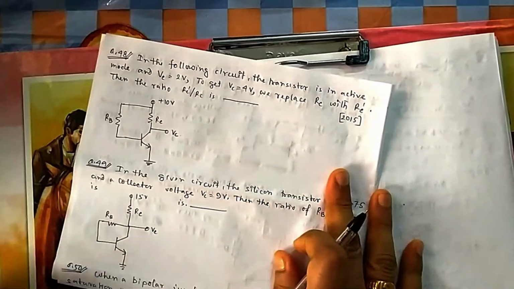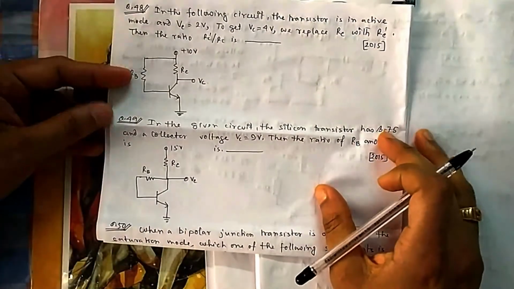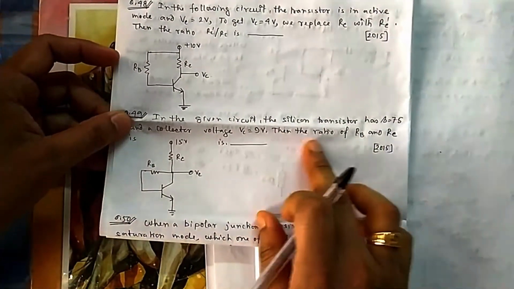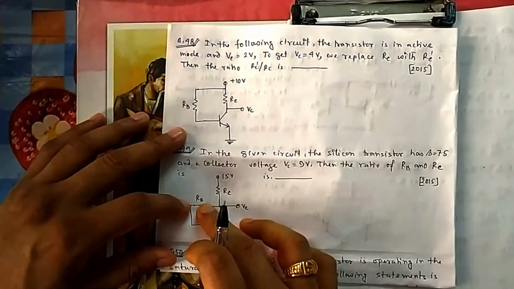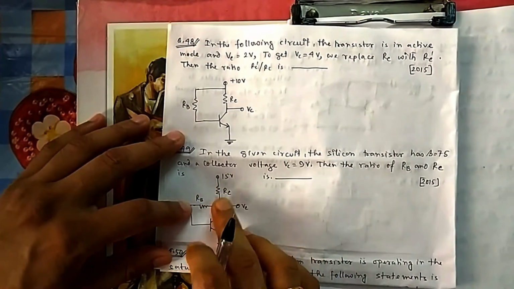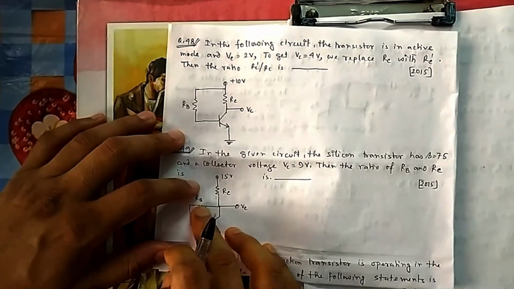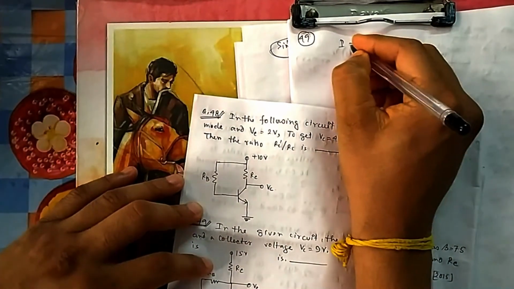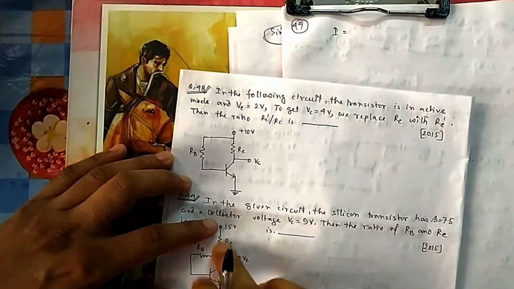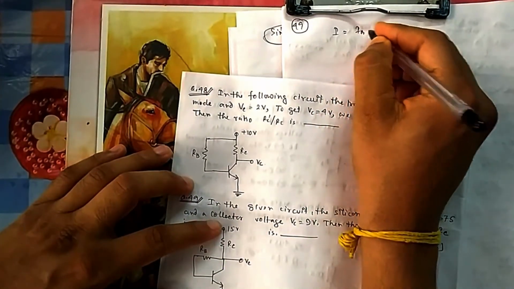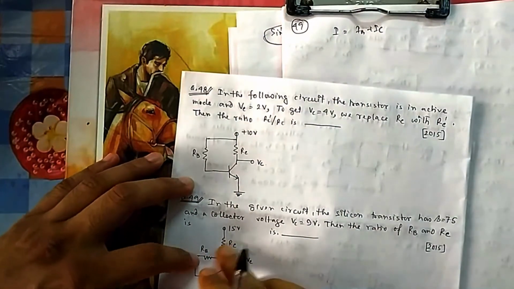In 49, what they are asking, in the given circuit, the silicon transistor beta is this much, the collector is this much, find the ratio of RB to RC. You need to find a relation between RC and RB. So what we use is this current I, which is equal to IC plus IB. Because VC is directly given, you can calculate this. I is equal to IB plus IC, so with that we will involve both of these.